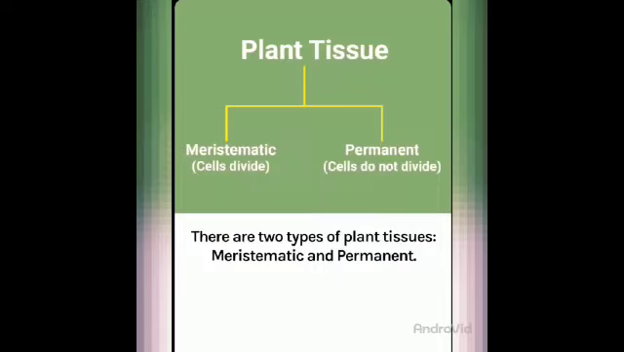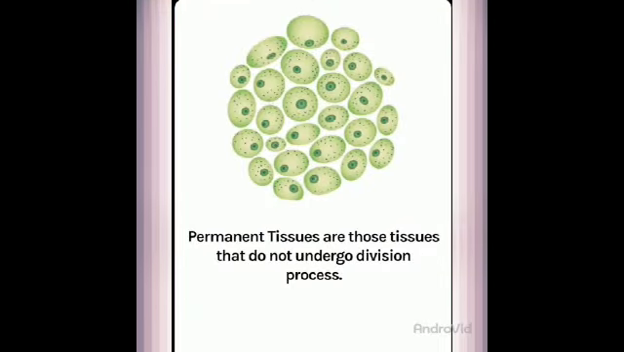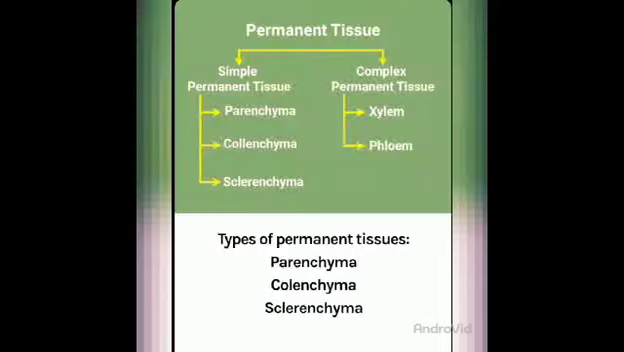Meristematic tissues are those tissues which can divide, that means a group of cells which have the ability to divide, and the permanent tissues are those group of cells which do not divide. So there are two types: one is the meristematic, second is the permanent type of plant tissue. One by one we will see. Permanent tissues are those tissues that do not undergo division. That means once they are formed, they will never change their shape, they will never get divided again.